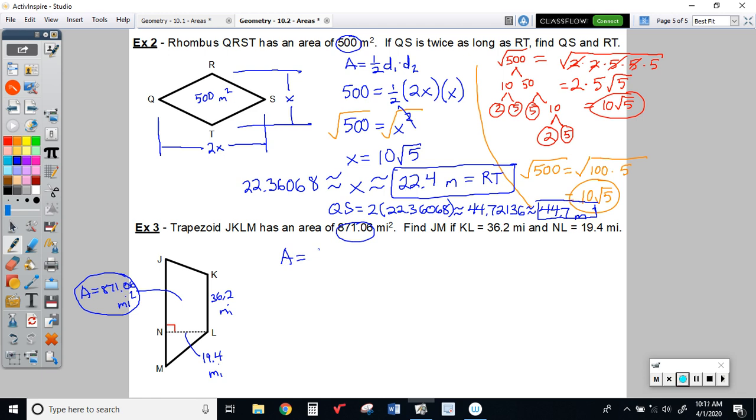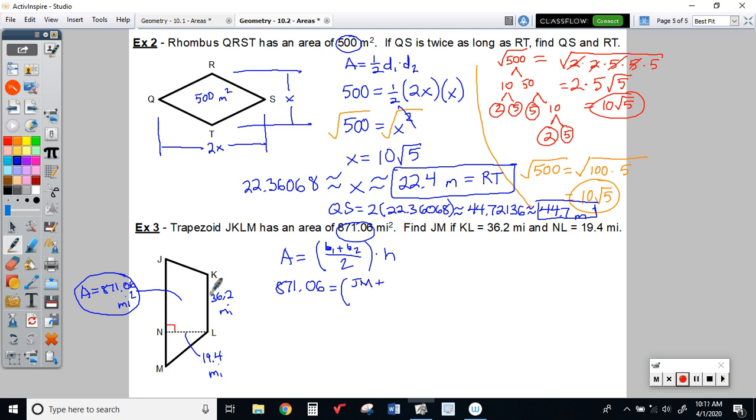So I'm going to write out the formula in general. Get in that habit and it'll pay dividends big time. I'll write out the formula in general and then fill in what you know from there. So for A, that's this number, 871.06. For B1, I'm going to call JM B1. I don't know what it is, so I'm just going to leave it as JM and solve for JM.